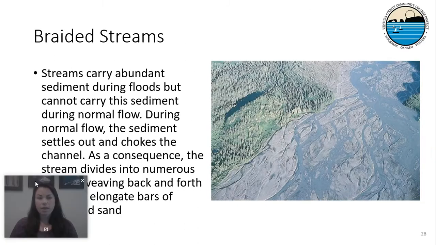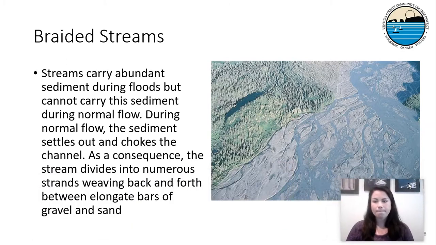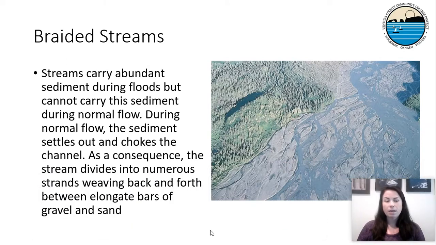Here's an example of a braided stream. A braided stream is where streams carry abundant sediment during floods, but they can't carry the sediment during normal flow. So during normal flow, the sediment settles out and chokes the channel. As a consequence, the stream divides into all these different strands, and they weave back and forth and create a bunch of these elongated bars. These are more sandy and gravelly.